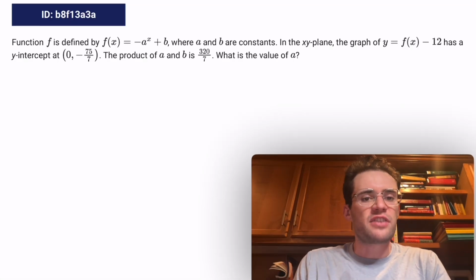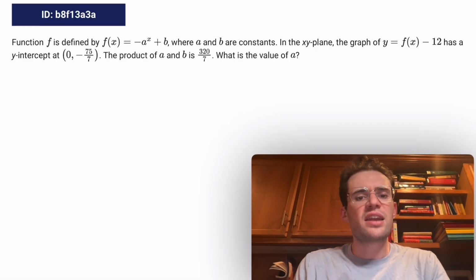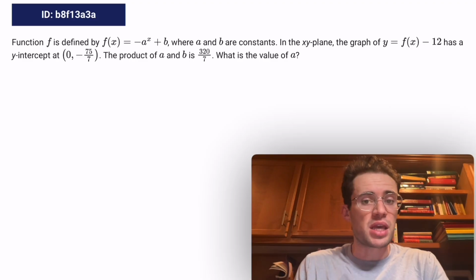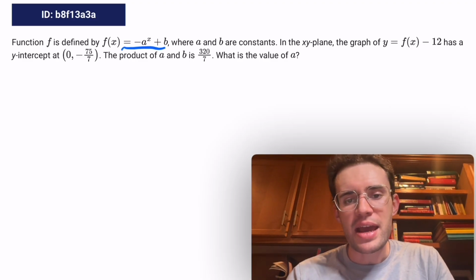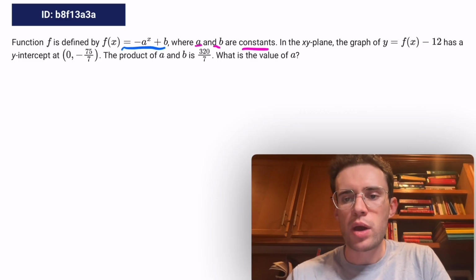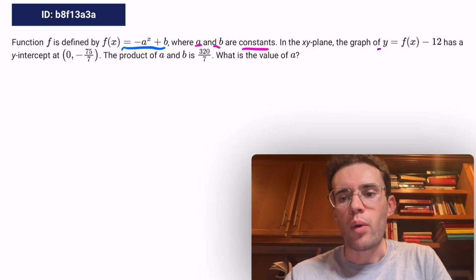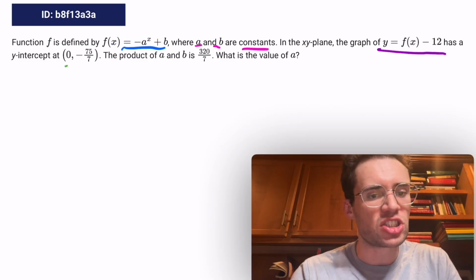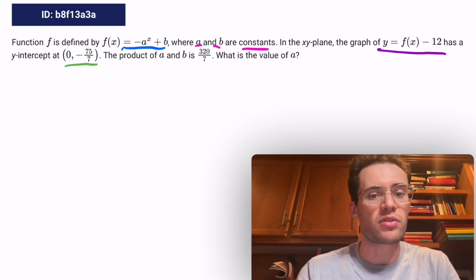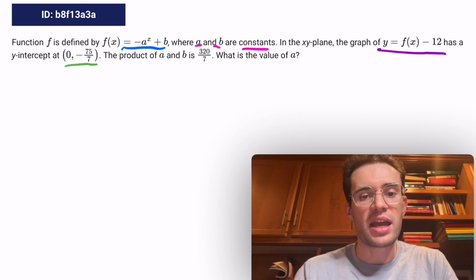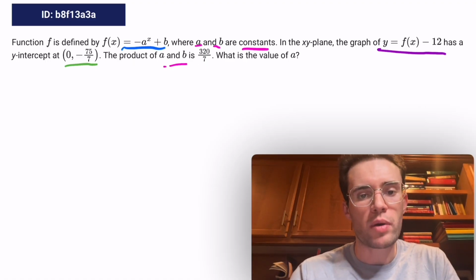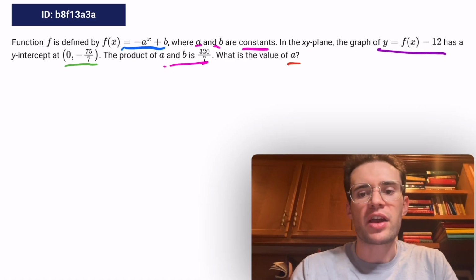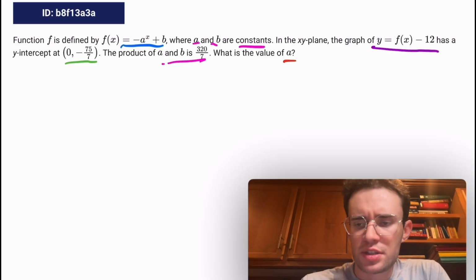Function f is defined by f of x equals negative a to the x power plus b, where a and b are constants. Okay, so a and b are not variables. In the xy plane, the graph of y equals f of x minus 12 has a y-intercept at 0, negative 75 over 7. The product of a and b is 320 over 7. What is the value of a? All right, so let's figure this out first.